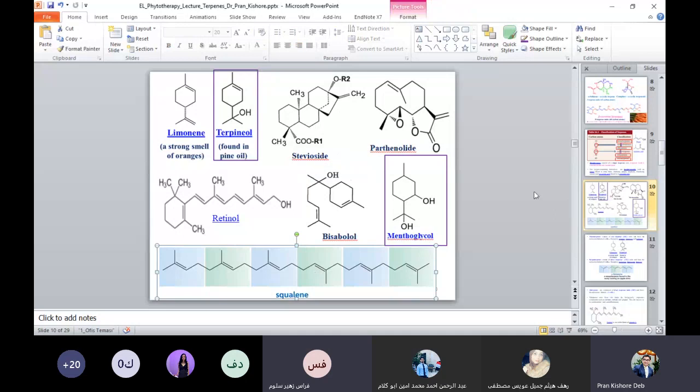How about squalene? Can you count? This is a triterpene. Triterpene or triterpenoid? Terpene, because there is no oxygen in the structure. 30 carbons. 30 carbons means how many isoprenes? 6 isoprenes, because each isoprene contains 5 carbons. So 30 carbons divided by 5 gives 6 isoprenes.